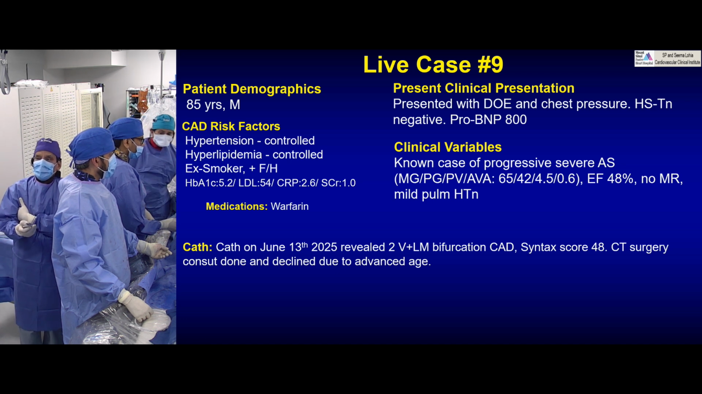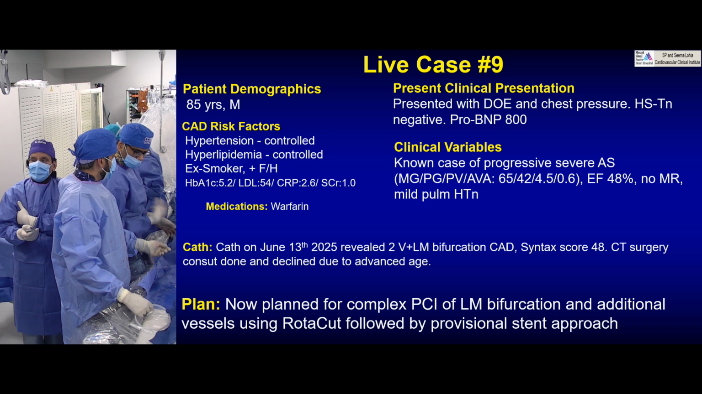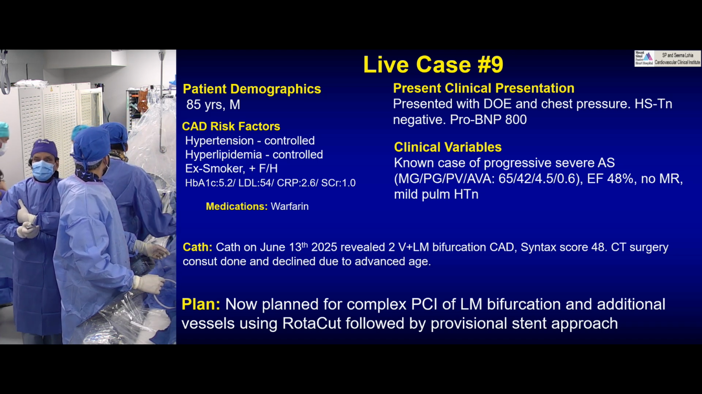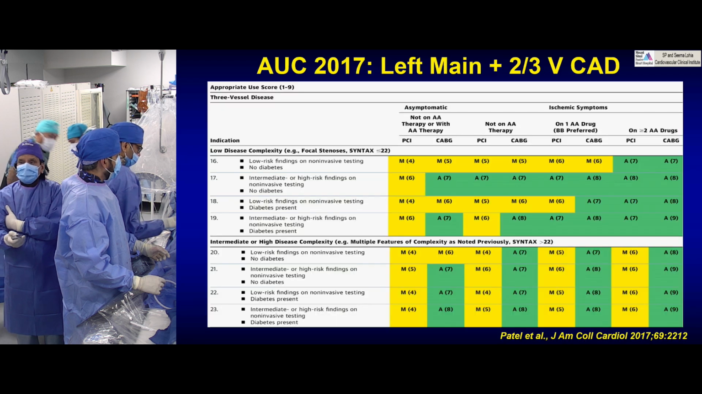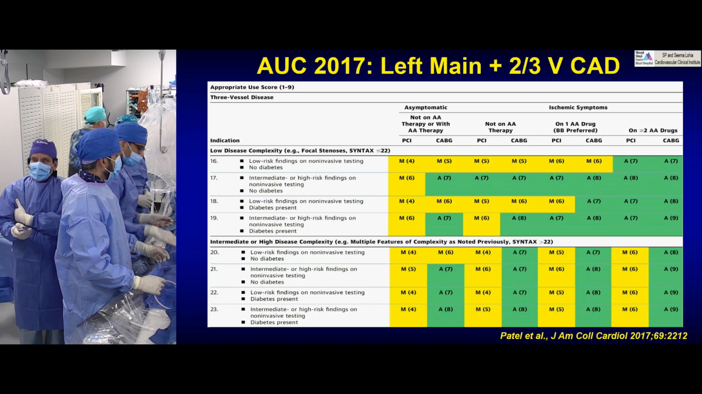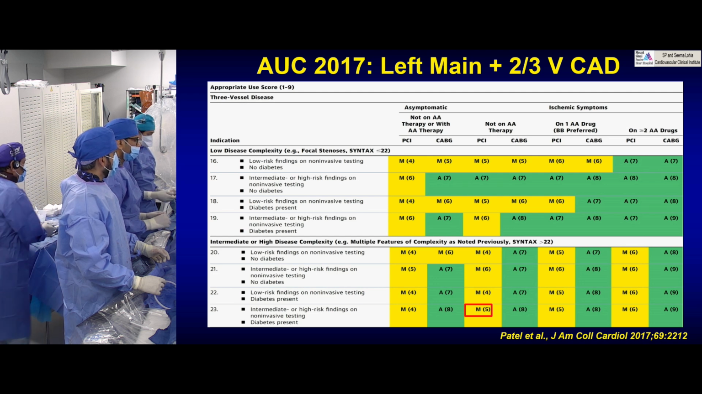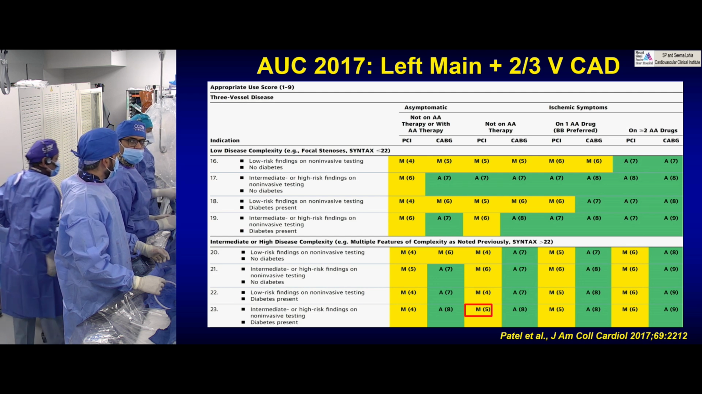A young person would probably go for surgical valve replacement given the high SYNTAX score, but because of the age, the plan was to just do a rotational atherectomy and maybe a provisional stent approach. By guidelines it would not be appropriate, but after the heart team discussion, these cases are appropriate. With that note, Anu, tell us quickly, what are you doing?